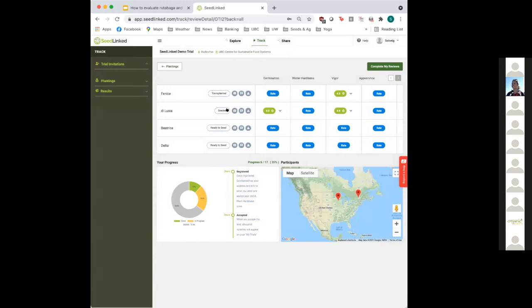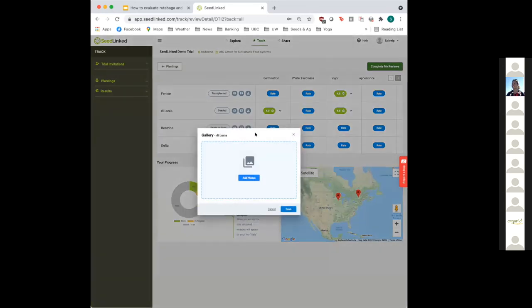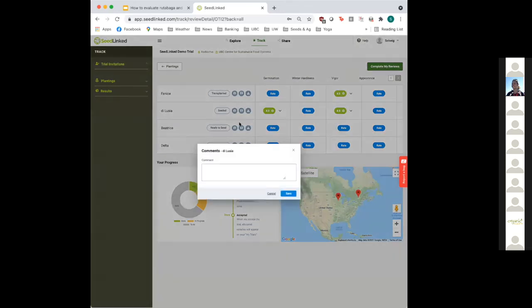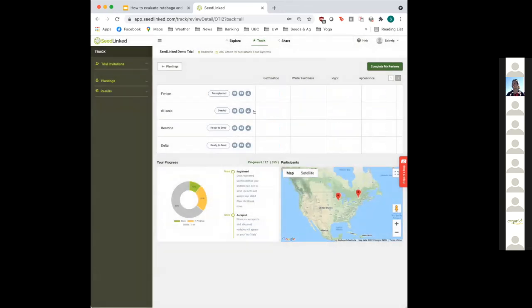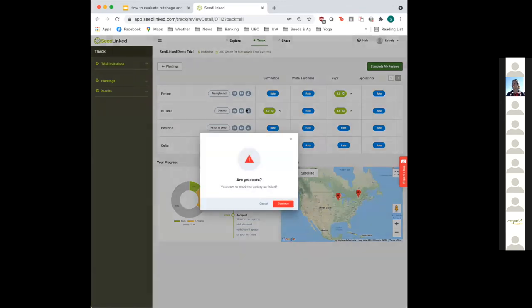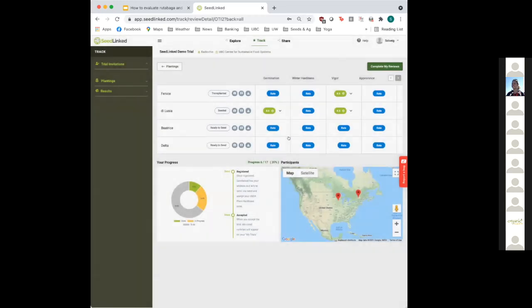You can also upload photos. This might be easier from the mobile platform that Chris will demonstrate, but if you have them on your computer, you can do that. You can enter comments on the overall variety. And if something's a total crop failure, nothing there to rate for whatever reason, you can mark it as failed, but then you will have no more capacity to rate that variety for the season.